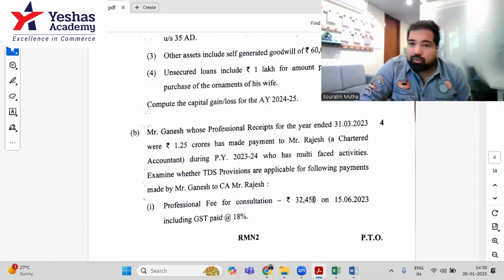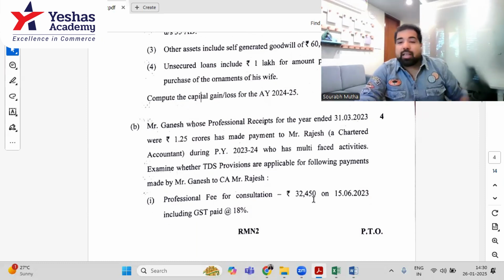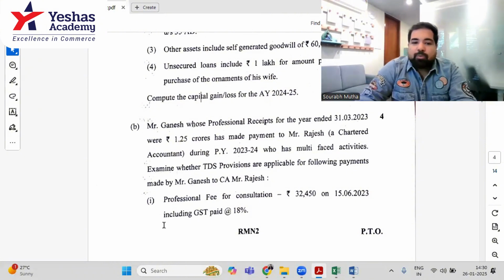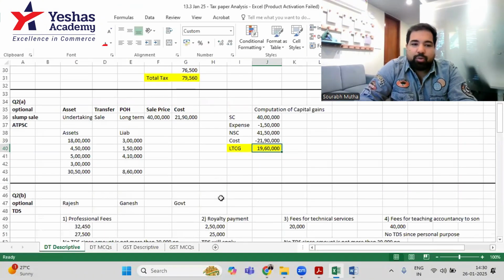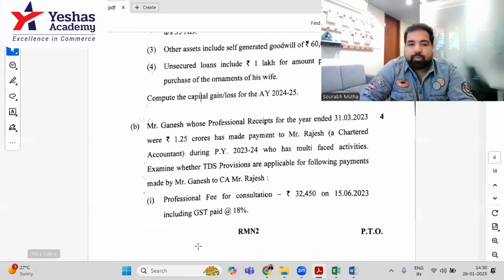194J says if the professional fee that you're paying is more than 30,000 rupees, there will be TDS, but this has to be excluding GST. So this is including GST. If we exclude it, it will be no more than 30,000 and hence there will be no TDS here. No TDS since amount is not more than 30,000 per person per category.